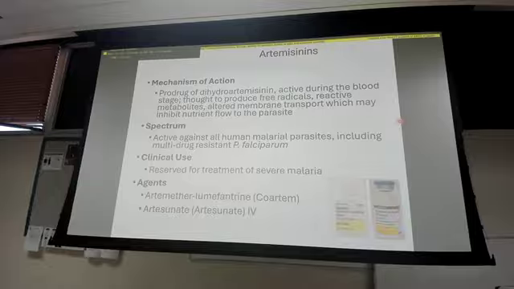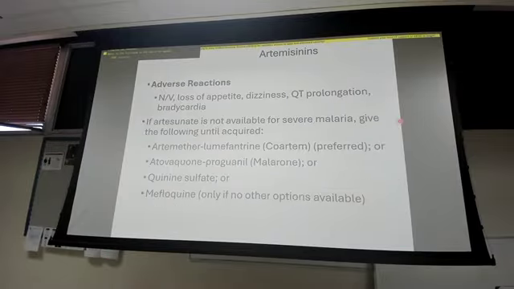Some adverse reactions: they're pretty well tolerated, but there is some nausea and vomiting, just like everybody else, and QT prolongation, just like every other drug these days. And if artesunate is not available, there are some second line medications. Next slide, please. There are some second line medications available there that you can see.